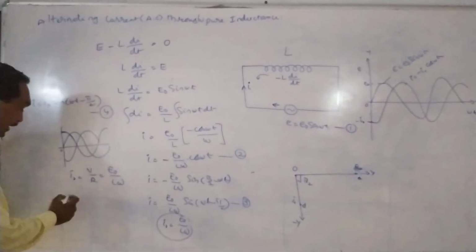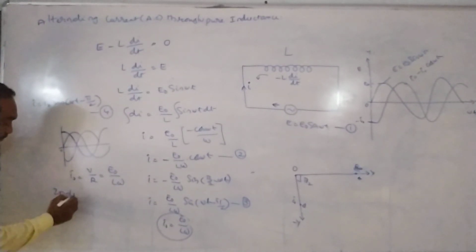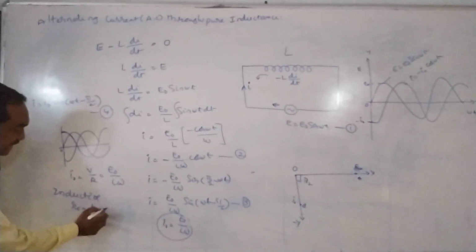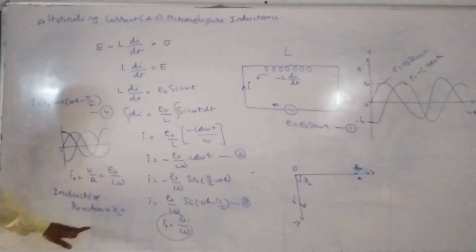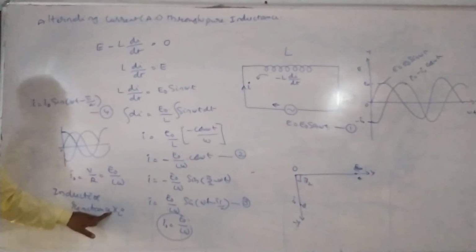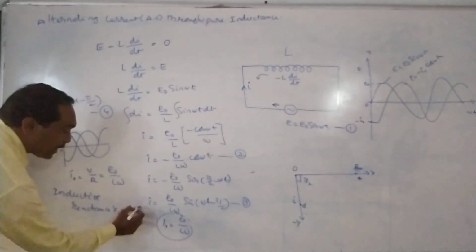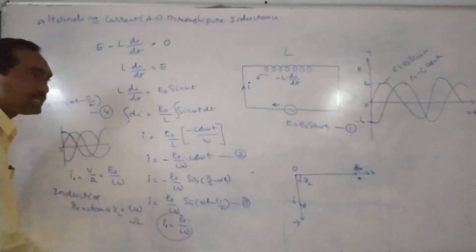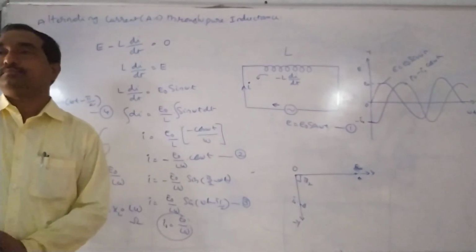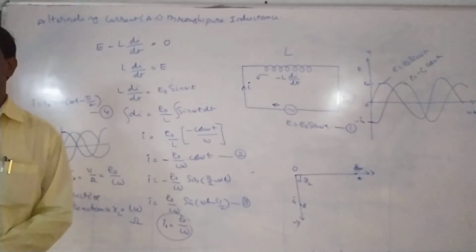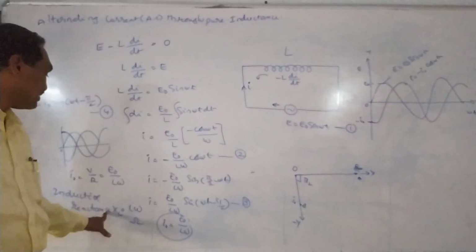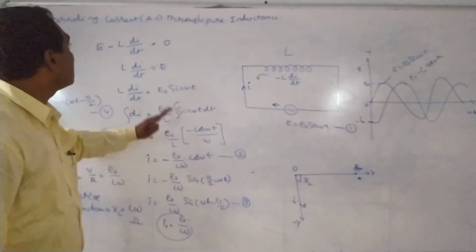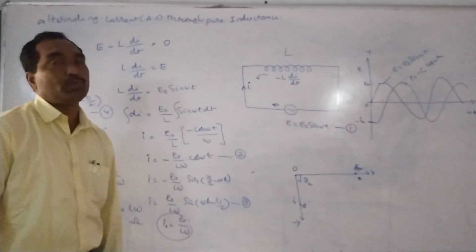So this is called inductive reactance, which may be written as XL. L is the inductance, X is the reactance, and XL is equal to L omega, whose units are the same as resistance, that is ohms. Ohm is the unit of the inductive reactance. This is the analysis of the alternating current through the inductance.